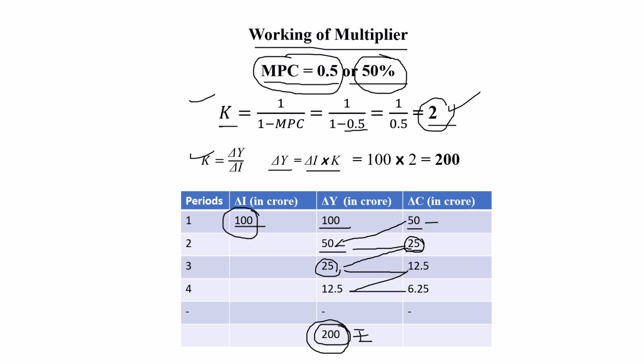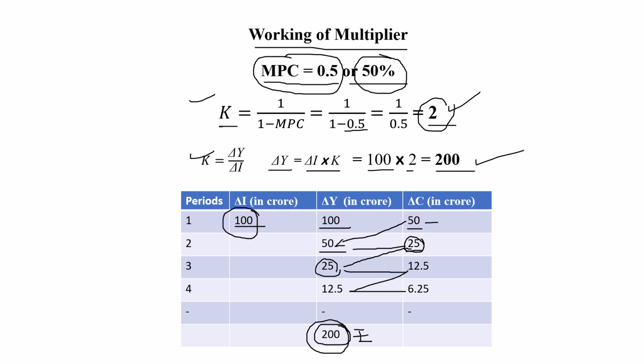So delta I, the change in investment, how much is it? 100. The initial investment is 100. And the multiplier is 2. So we have to multiply the initial investment by the multiplier, and we get 200. This is the 200. It means there is an increase of 200 crore in income due to an increase in the initial investment of 100 crore rupees.